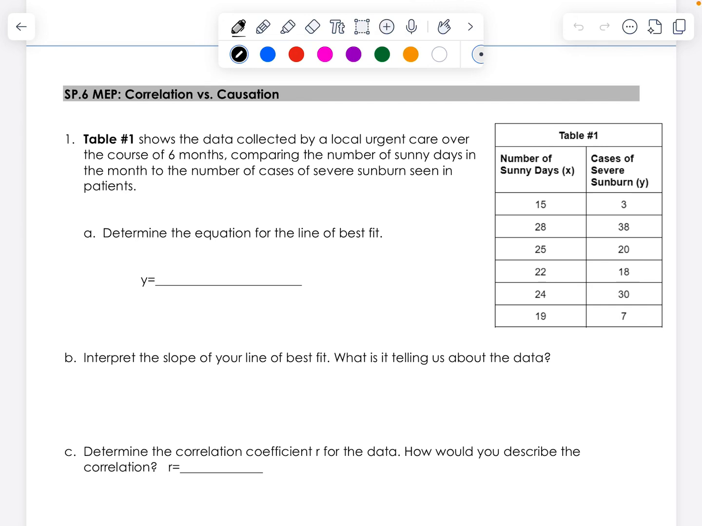Good morning, Algebra 1. We are on our final day of notes for scatter plots. On Wednesday, we'll be working on a project using Desmos, just like with what we're practicing today.